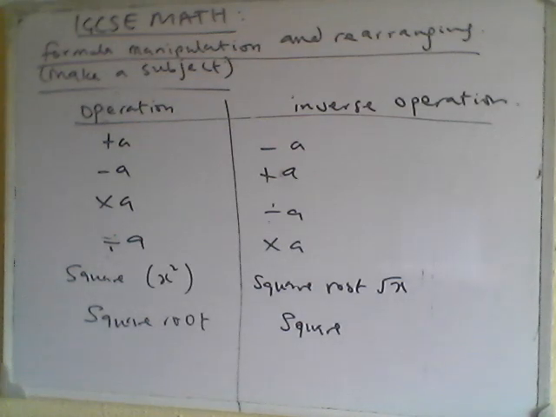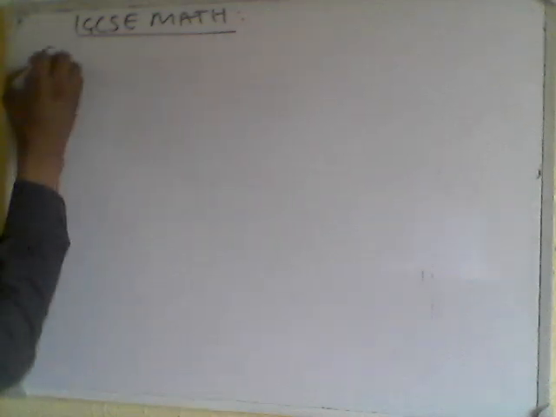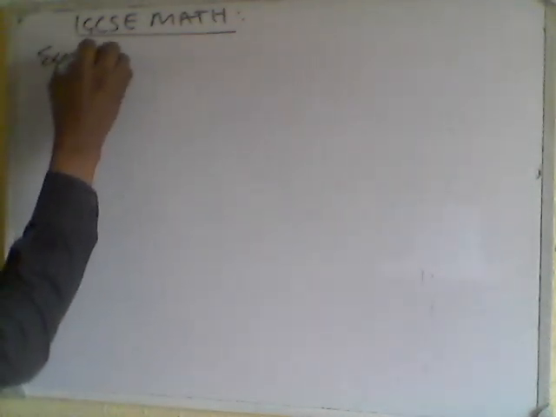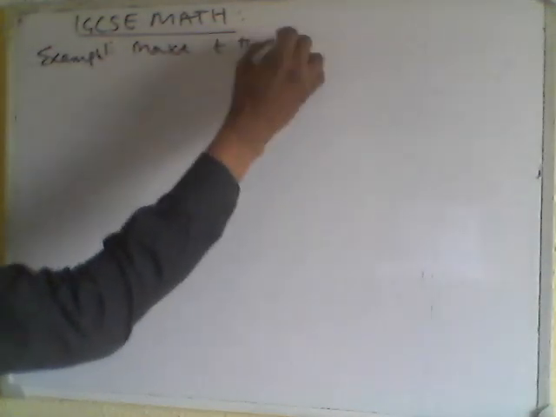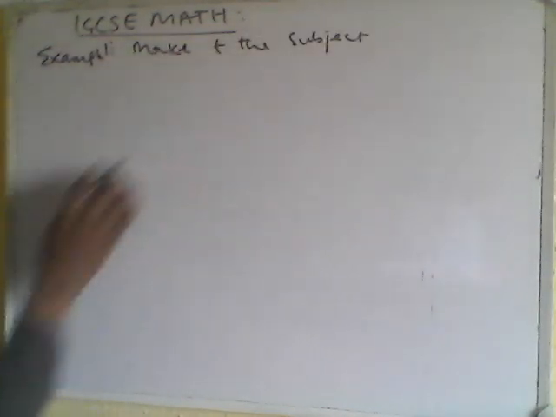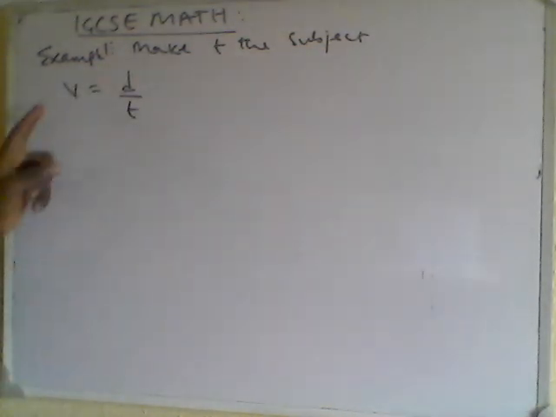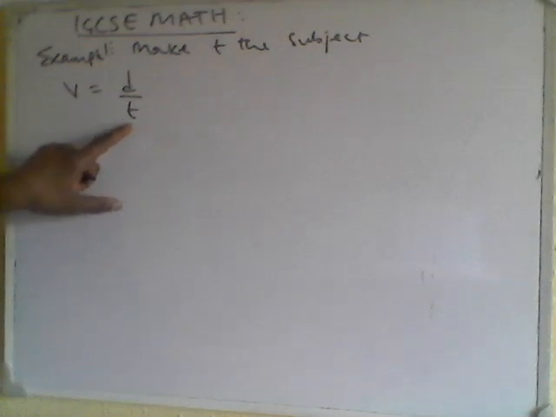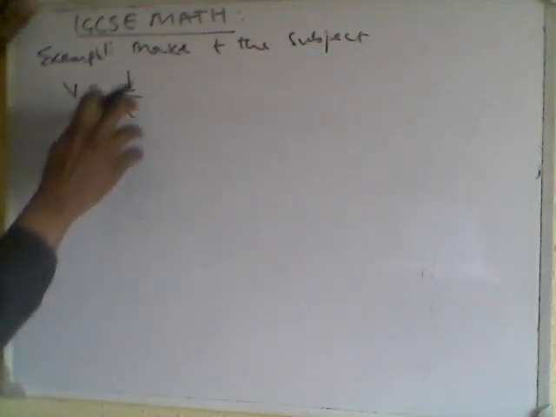So we're going to look at step-by-step worked examples. Example one: make t the subject. Okay, so if I have v is equal to d over t, make t the subject. So v is already the subject, but I want to make this t here the subject. So the first step is to remove the division by t. This division by t, remove it. So what I'm going to do is to multiply both sides by t. Understand? Multiply both sides.